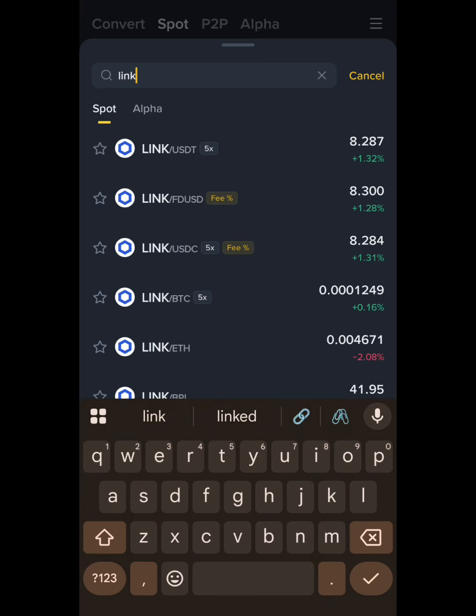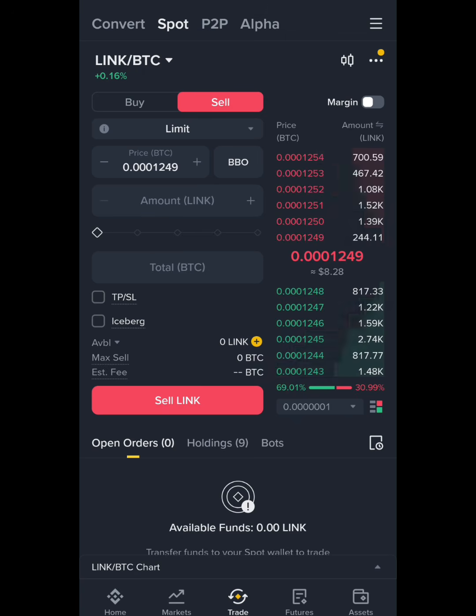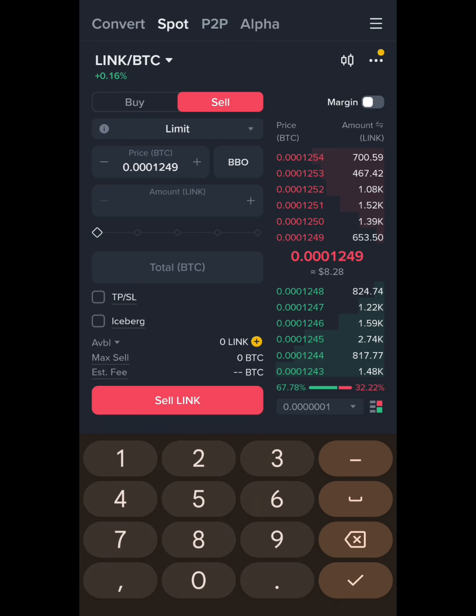Now you'll be sending or selling it to BTC. So you'll be selling it to BTC, the amount you got. You'll be using the current market price. That's what you'll be using. You can use order book or market order or whatever, but this current market price is basically the same.